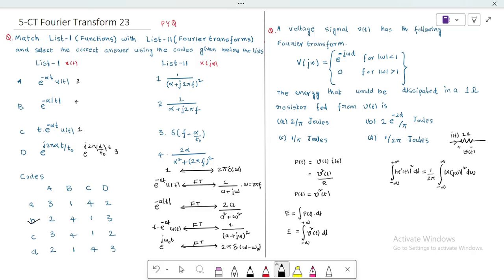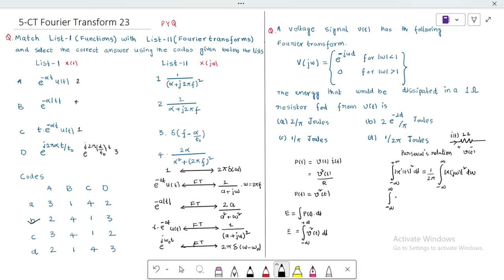So there is no need to find the inverse Fourier transform. So this is called Parseval's relation. Now in this Parseval relation, we are going to find the energy.